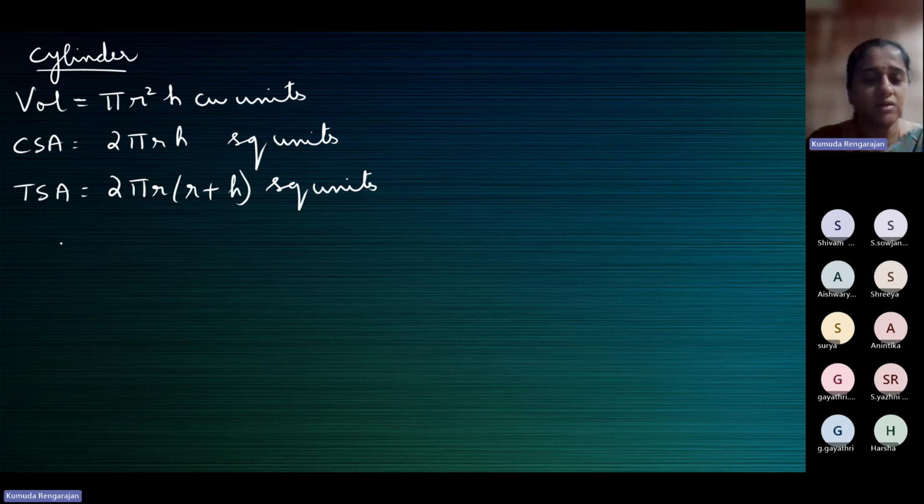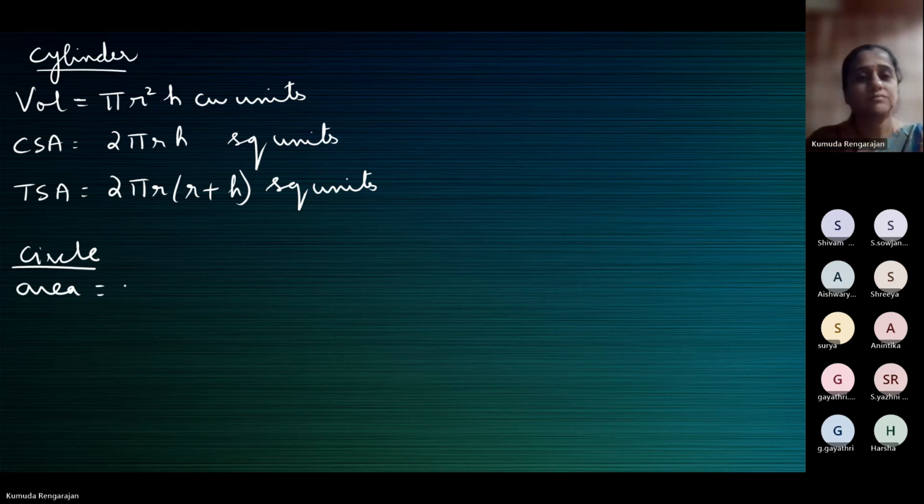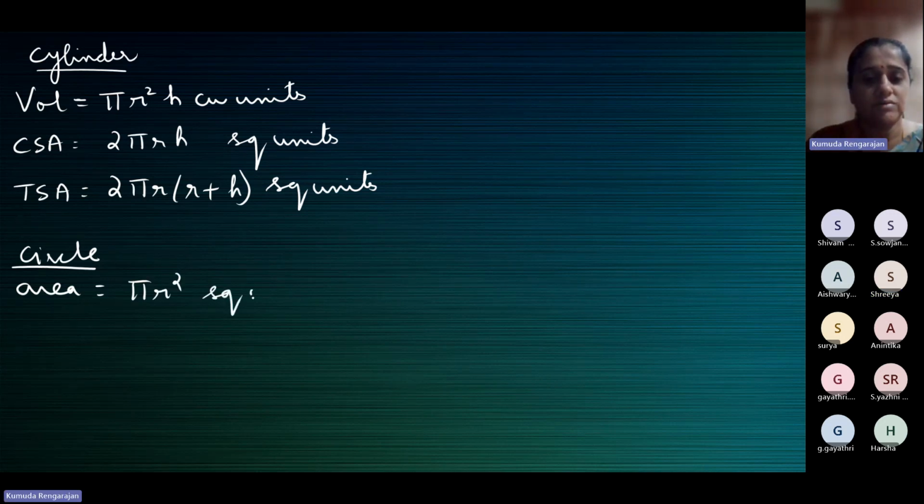So these are about the solids we have seen so far. We started with the area and perimeter of plane figures. So how do we find the area of a circle? Formula to find the area of a circle? Pi r square, square units.